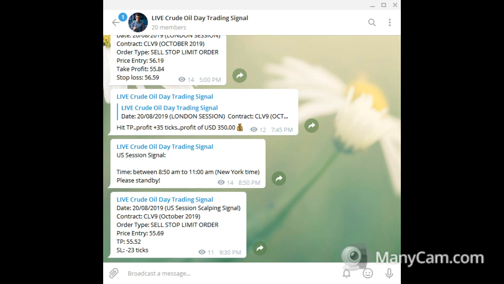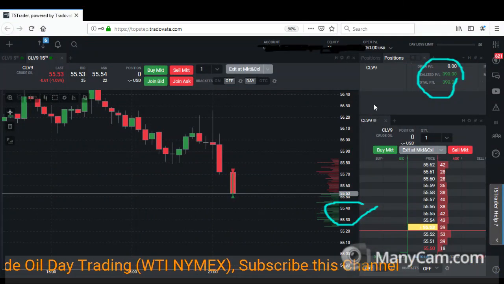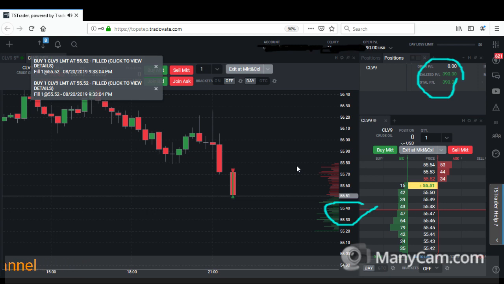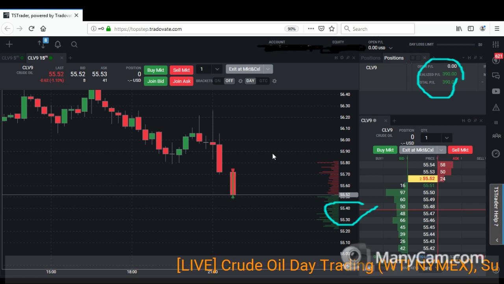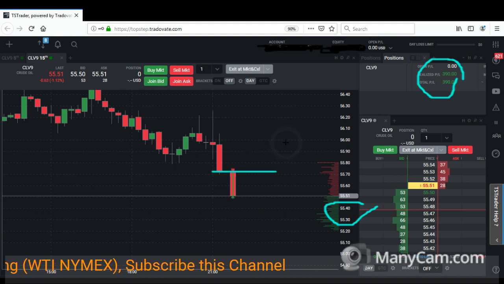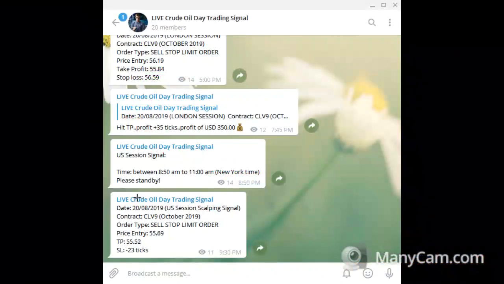Sorry. Okay, this is the chart. So okay, we hit the TP area. It's a bit chaotic tonight because this is exactly the breakout. So you can find here, this is where I exit the market. This is the entry, same as my live broadcast. 55.69 is the exact entry, and 55.52 is the TP area.